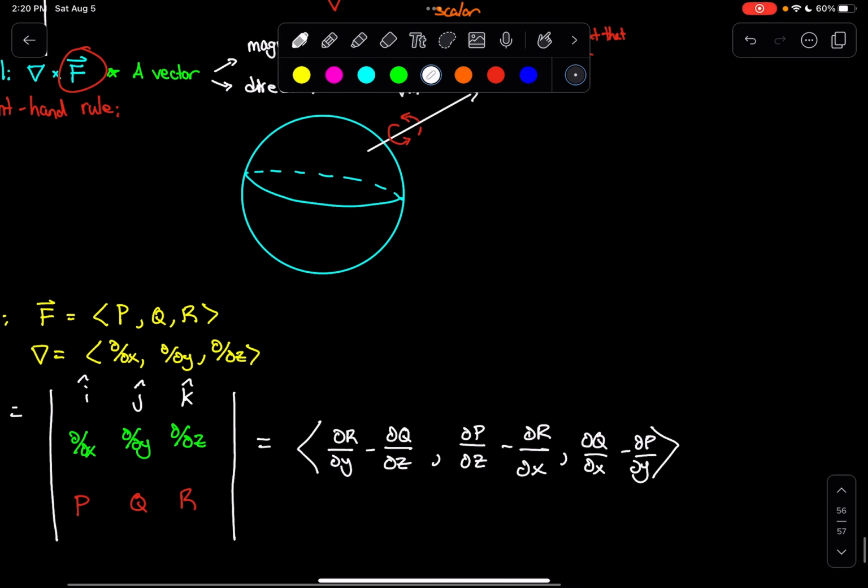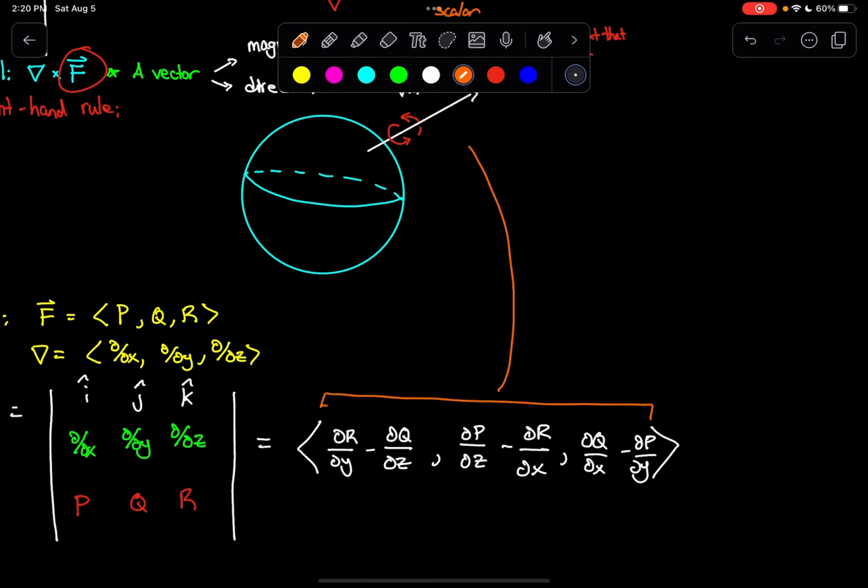Now, let's just remember what this is again. This right here is our curl vector. It points in a particular direction, and that direction indicates which way we are going to rotate. We rotate around this vector, and then the length of that vector indicates the amount of rotation we will experience.